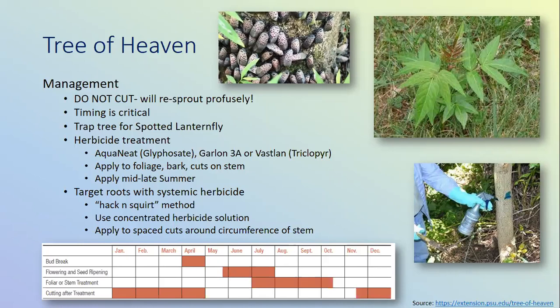But as far as herbicide treatment, you can apply these to the foliage and the bark of the plants. Typically mid to late summer is when you want to apply those. And then also if you're into trying to do a systemic herbicide, which is what I highly recommend, there's a method called a hack and squirt method, where you literally just hack the tree around the diameter of the tree, as you can see in that photo there, and then you put your concentrated herbicide in there. And that allows for the herbicide to spread throughout the tree and go to the root system and really actually work at killing off those plants.